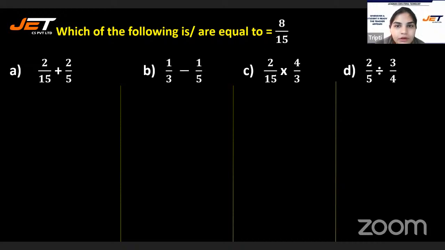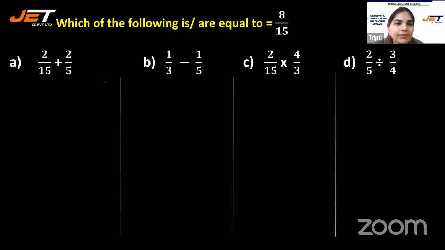Okay. So here we have 2 by 15 plus 2 by 5. Let's solve it. What I will do is, I know if I multiply it by 3, I will get 15 as the denominator. So 2 by 15 plus 2 times 3 is 6, 5 times 3 is 15. So 6 plus 2, 8 by 15 is the answer for this.